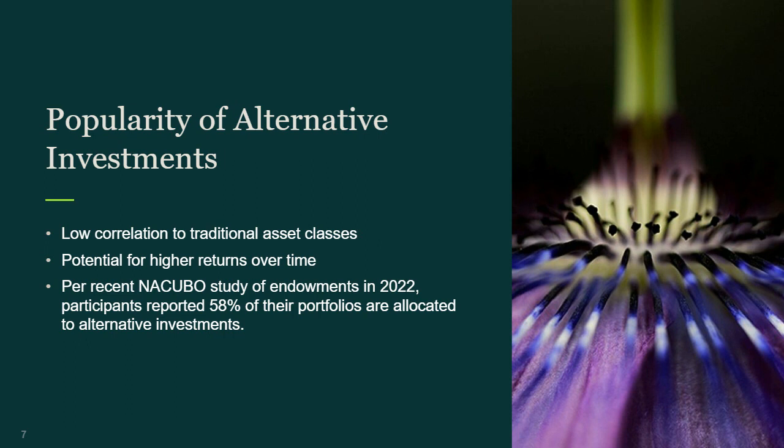One quick fun fact from the recent Nikubo study of endowments, which is a great annual study. In 2022, participants that took the study reported approximately 58% of their portfolios are allocated to alternative investments. So I think it's a pretty significant amount.